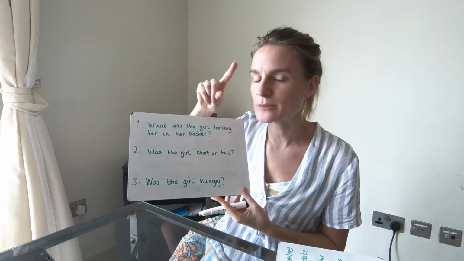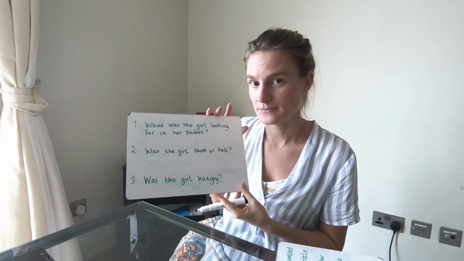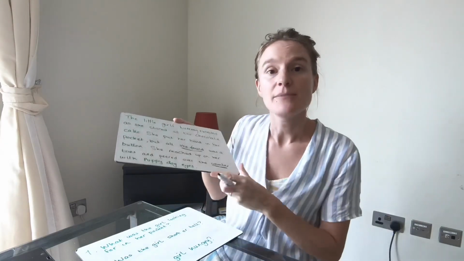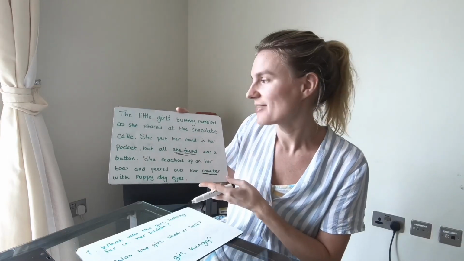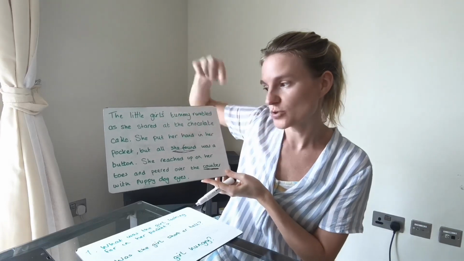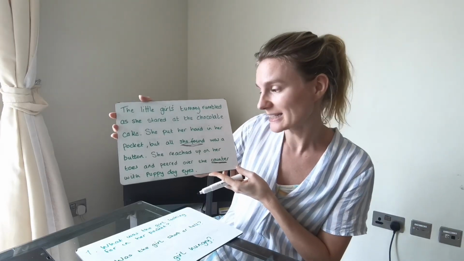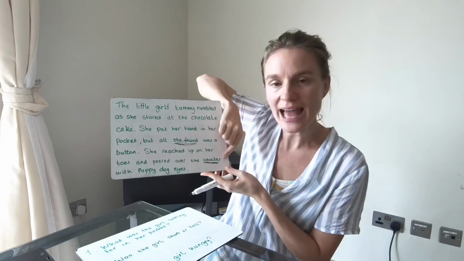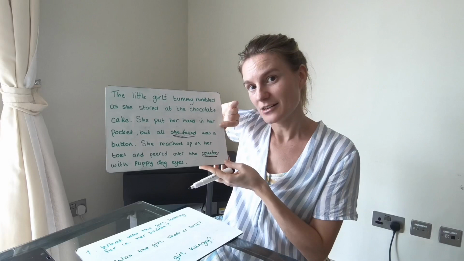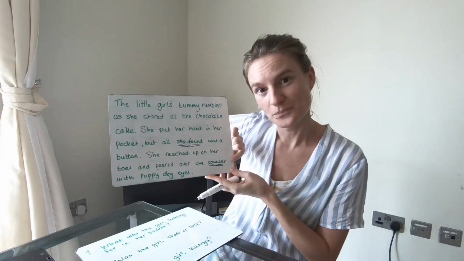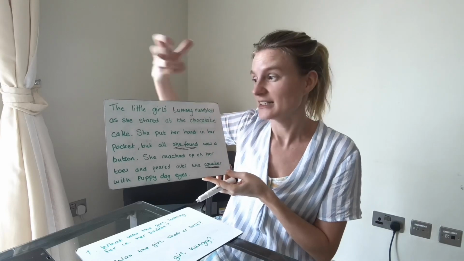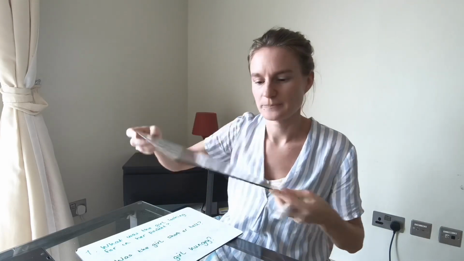Then I have to provide evidence from the text. Okay, so I would say, I believe this because the text says all she found was a button and she was peering over a counter. So she was looking for something to pay for something at the shop. So therefore I've used the evidence in the text to provide proof of my answer.